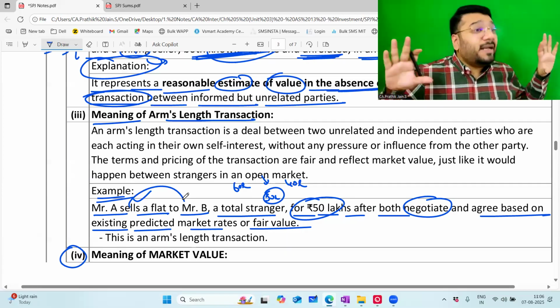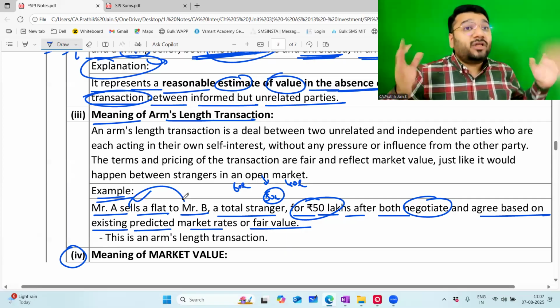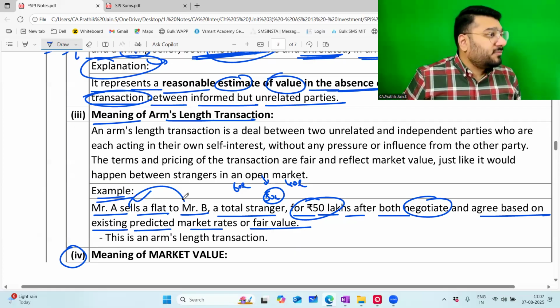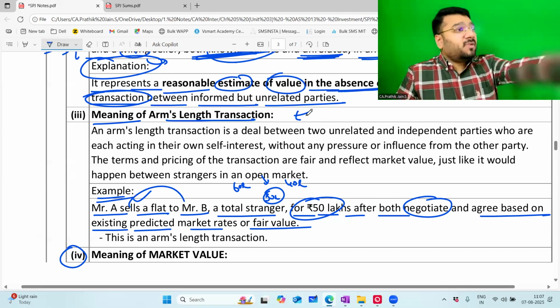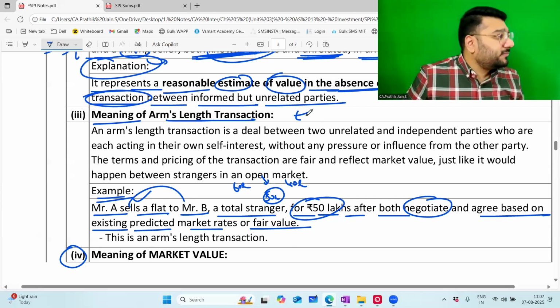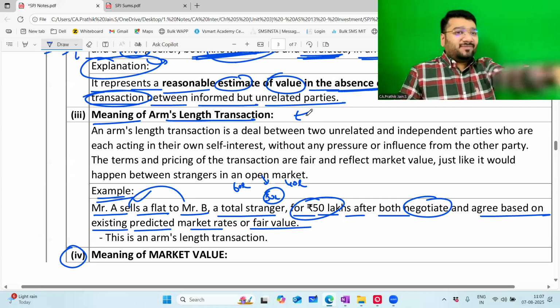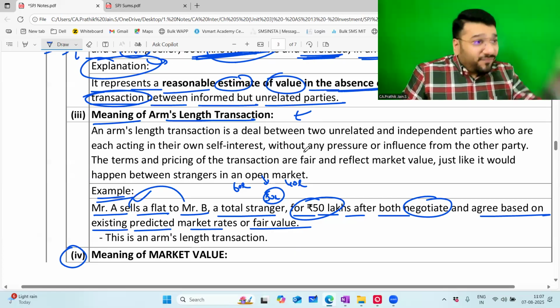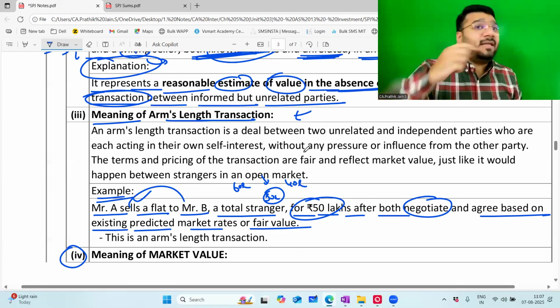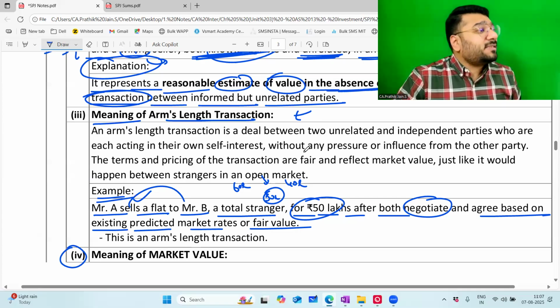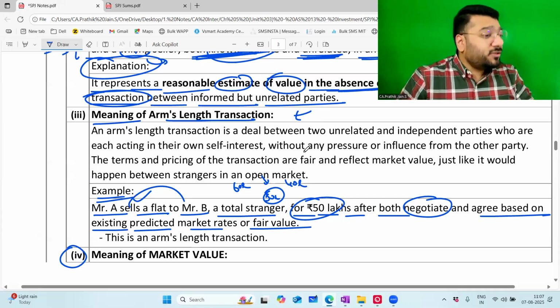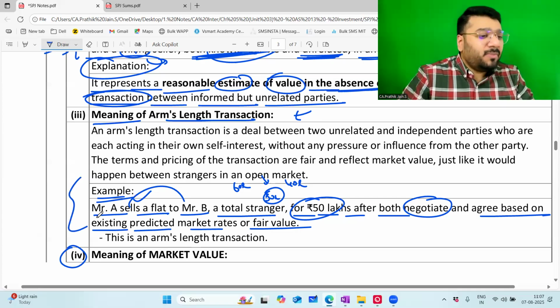Seller should be absolutely independent to decide whether to sell or not sell. There should be no undue influence. That kind of transaction is called an arm's length transaction. If any person has influence on the other party to sell, then we call that not an arm's length transaction. So this in depth you'll be discussing in probably CA final.